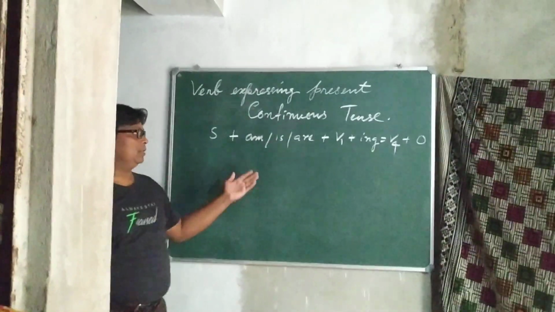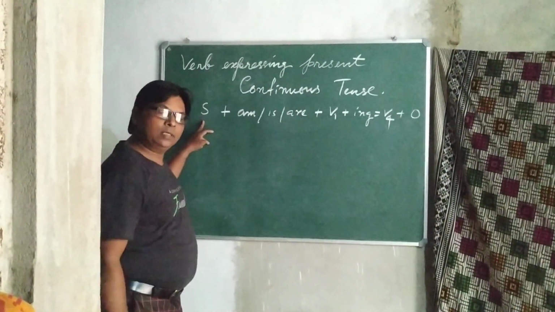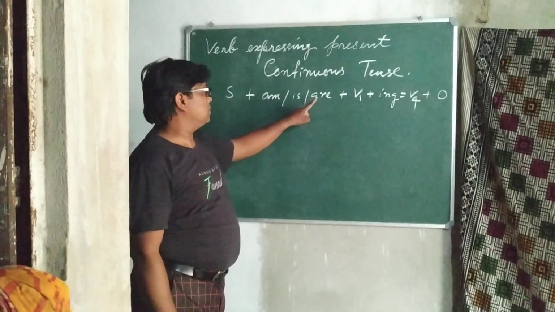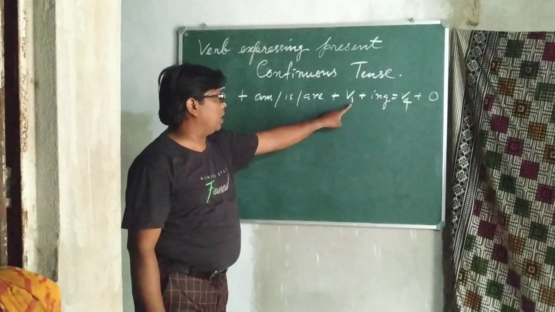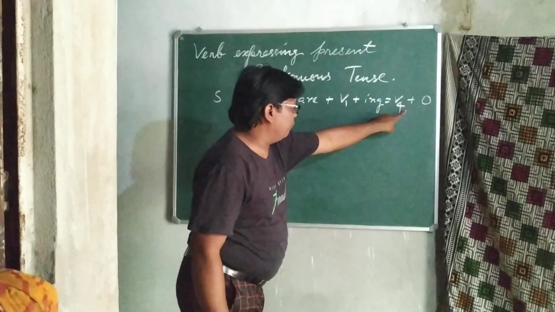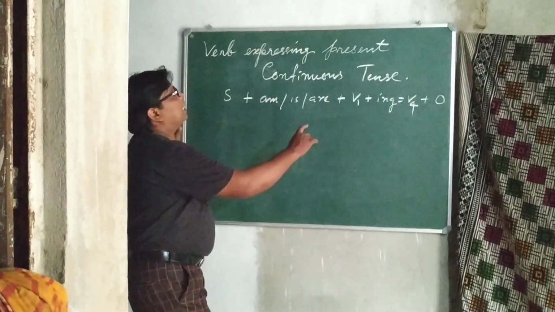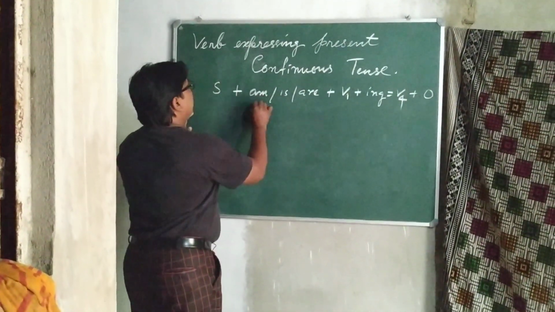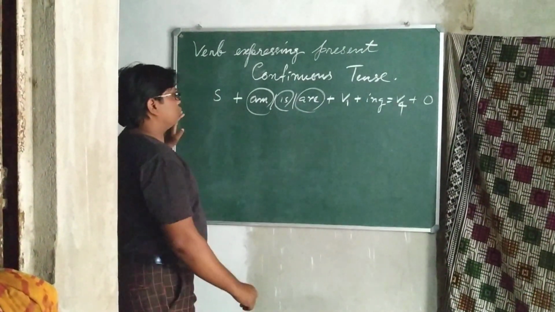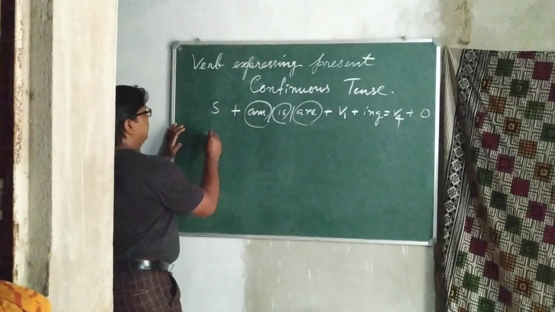You see properly. The rule is that subject plus am, is, are plus V1 plus ing form, we call it V4, plus object. So here three categories we are going to use. One is am, another one is is, another one is are. So am is used especially with I.